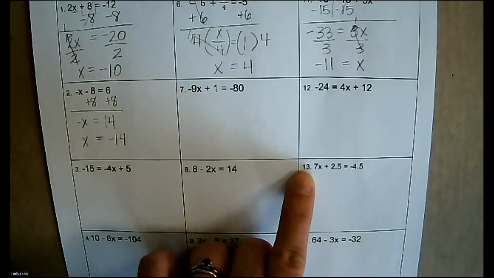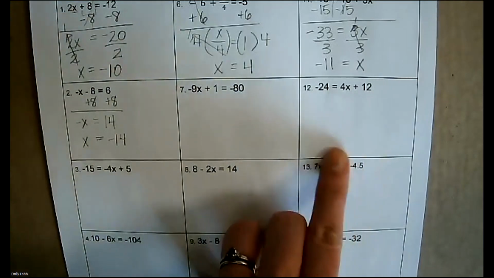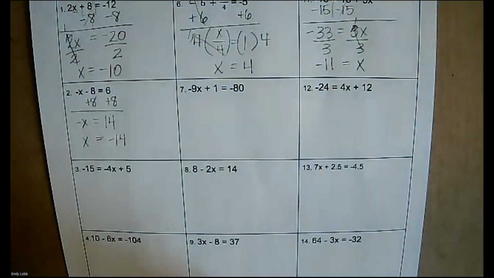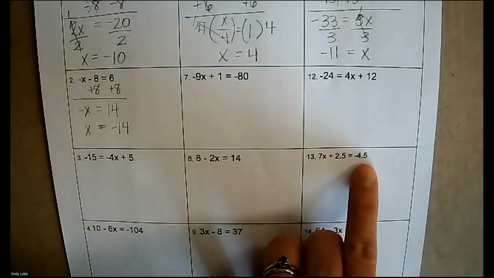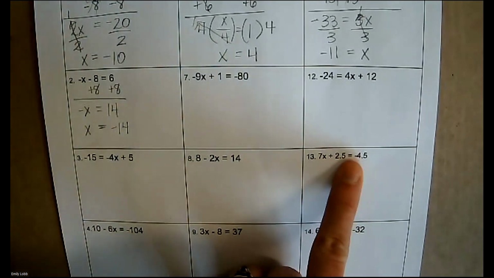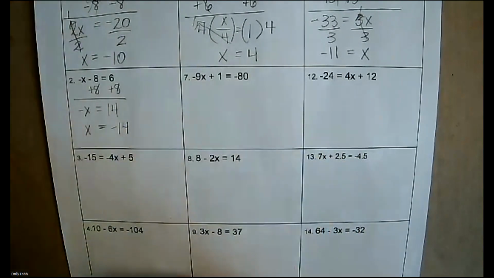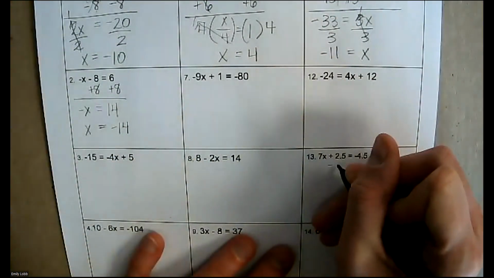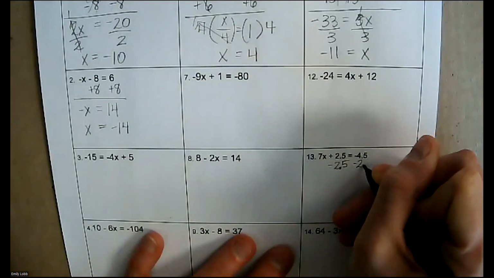Looking at 13. What do I need to get rid of first? The 2.5 or the -4.5? Which one? The 2.5, the one that's tied to the x. So I've got to subtract it, take the opposite of it from both sides.